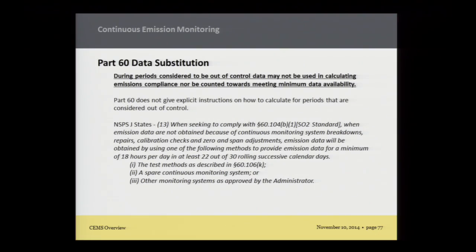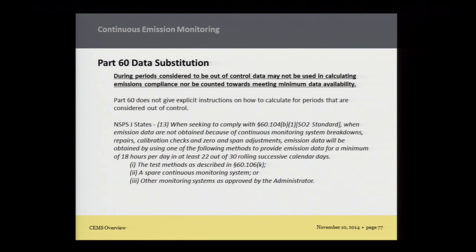Data substitution. So, Part 60: during periods considered to be out of control, data may not be used in calculating emissions compliance, nor be counted towards meeting the minimum data availability. So again, no explicit instructions.